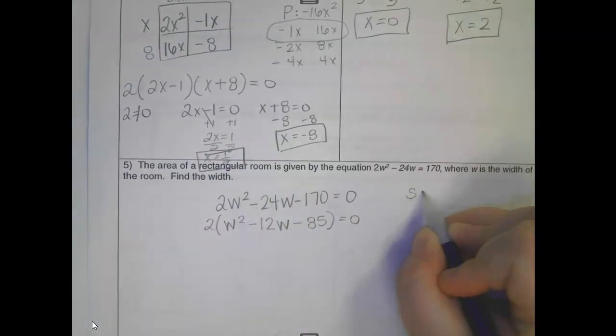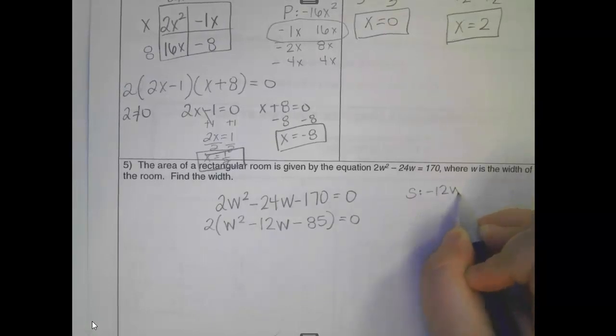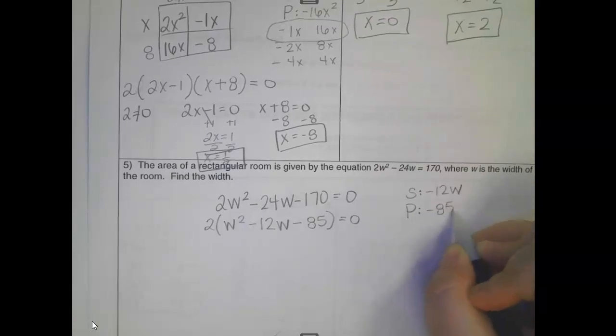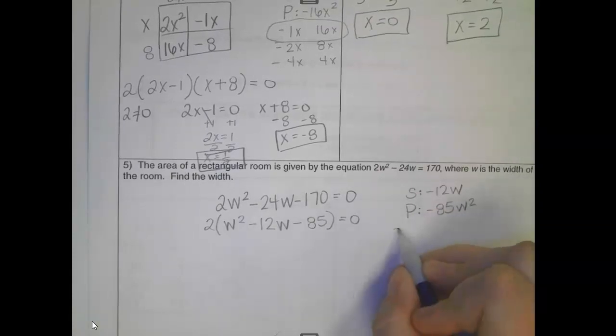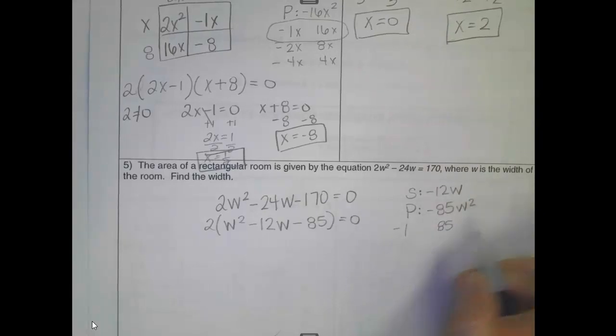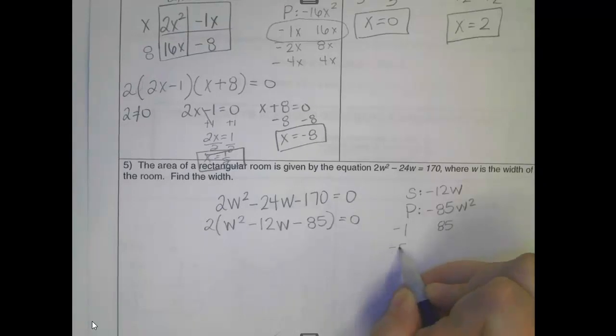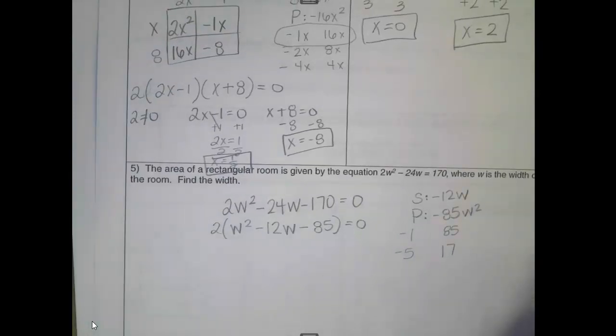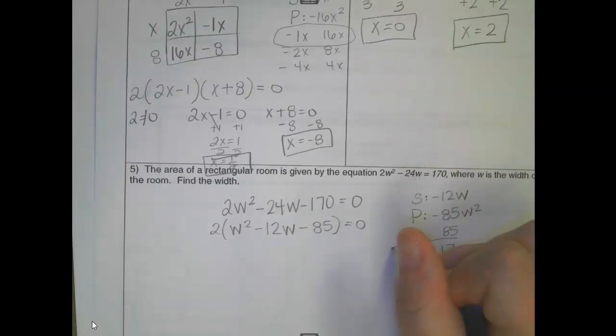So my sum is negative 12. My product is negative 85. So negative 1 and 85. 2 can't go in it. 3 can't. 4 can't. 5 can. I think it's, 5 goes into 85 17 times. 6 can't. 7 can't. 8 can't. I think those are the only ones.